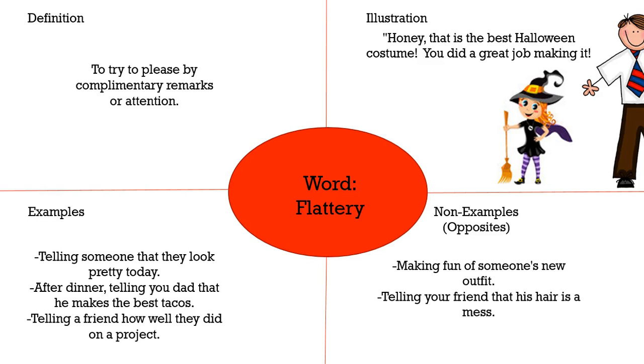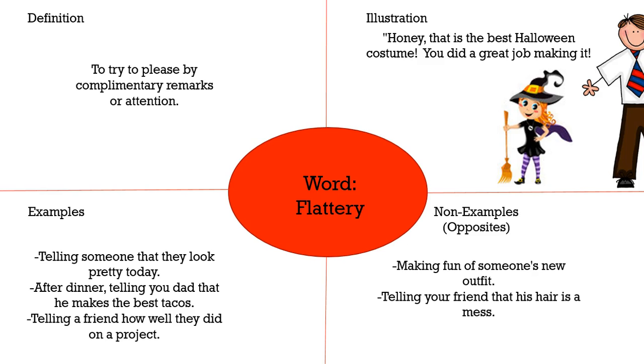In the middle you will have the word that you are studying. The other four boxes around the outside of the word will help you define the word, use an illustration for the word, think of examples for the word, and think of non-examples or opposites for the word. In the first box, you will define what the word means. So in this case, flattery is to try to please by complimentary remarks or attention.